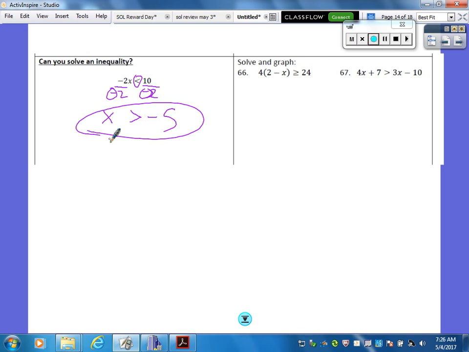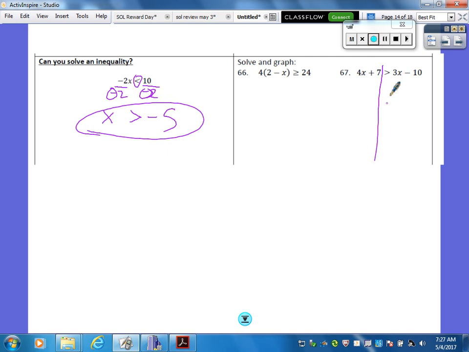Now be careful with inequalities because the answer here is not -5, so don't just say -5. It's anything greater than -5. So -5.1 or -6 or -10, but it's not actually -5. It's greater than it. I'm going to help you out with one of these real quick too.